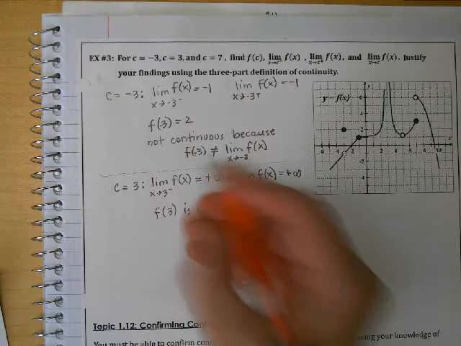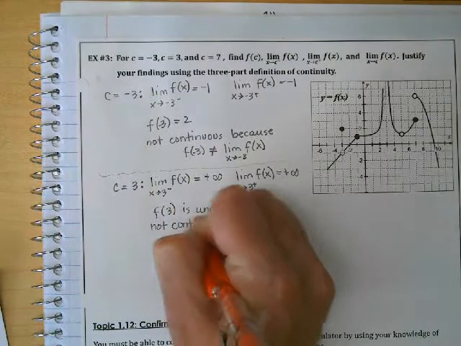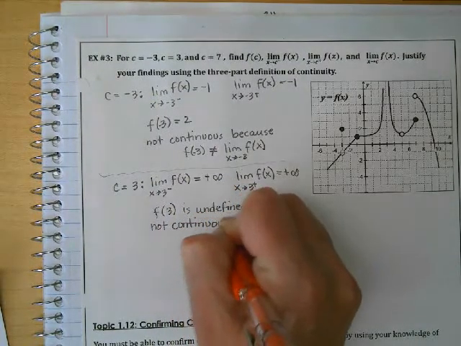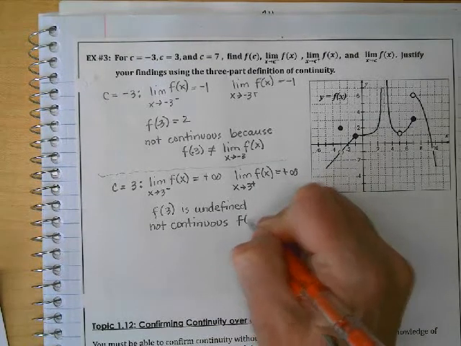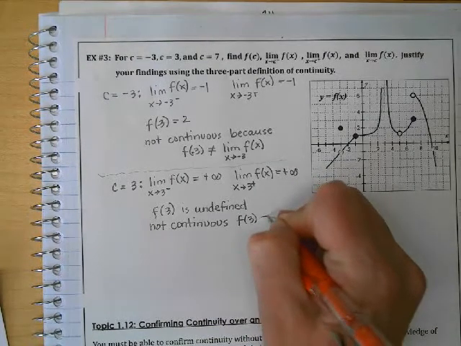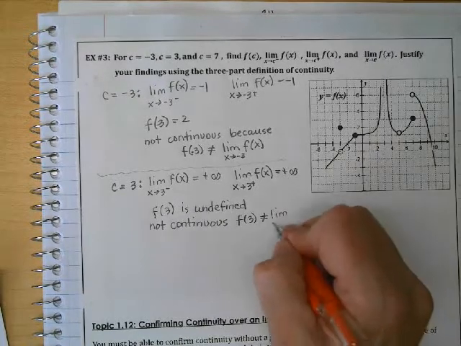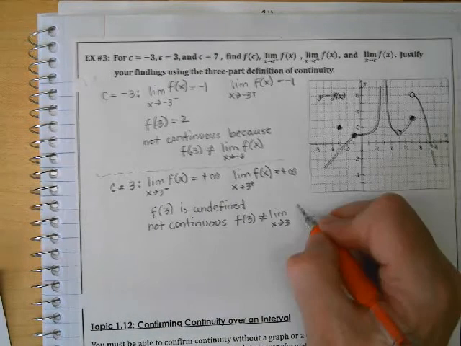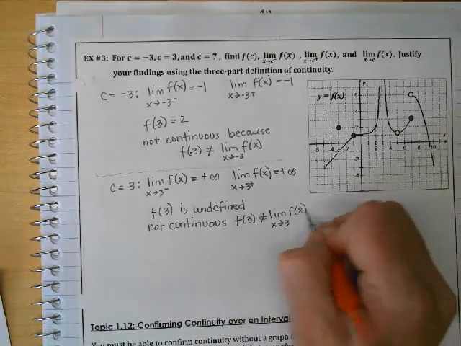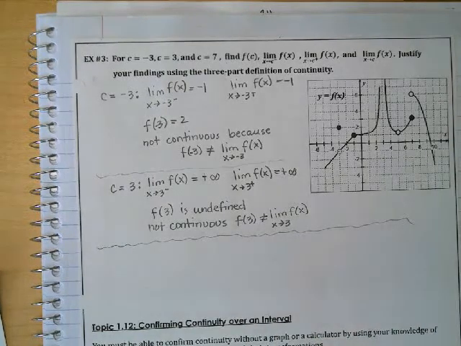No. So we're going to say not continuous because, again, when you're proving something or justifying, you have to give a conclusion. Not continuous because f of 3 does not equal the limit as x approaches 3 of f of x. And that one's kind of subtle, I know, with all that undefined business.